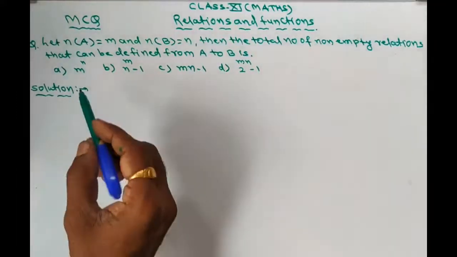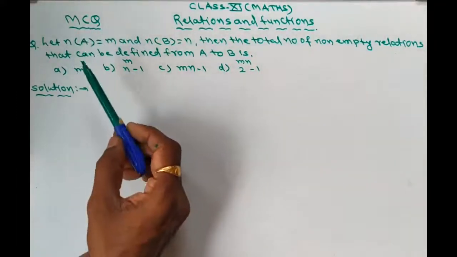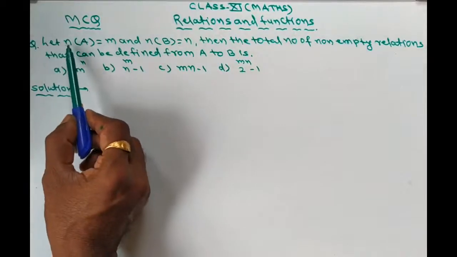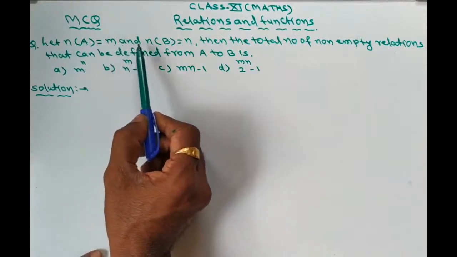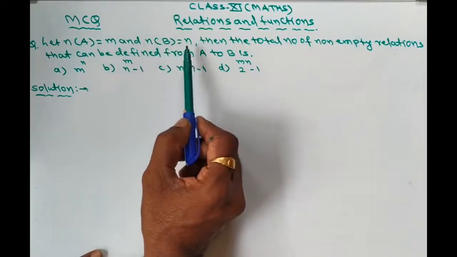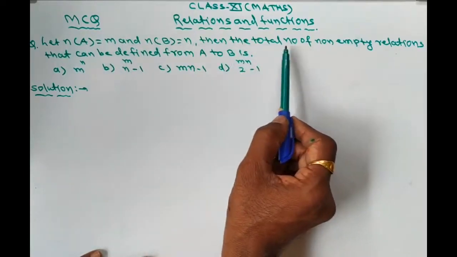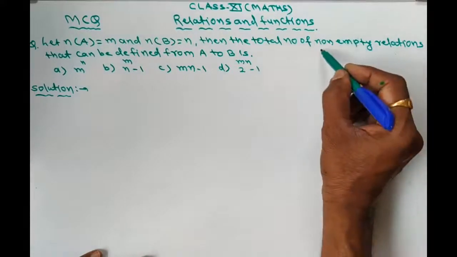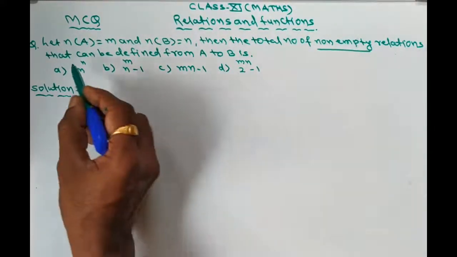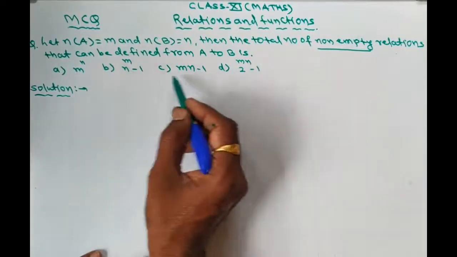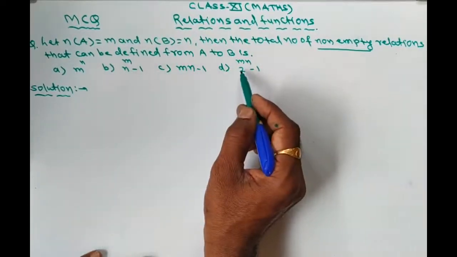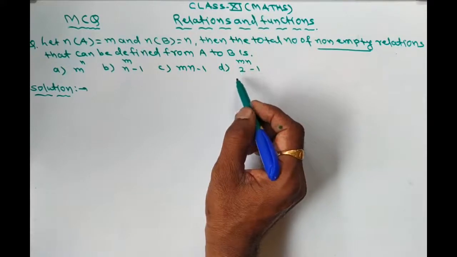See students, next question, MCQ question. Let the number of elements in set A be m and the number of elements in set B be n. Then the total number of non-empty relations that can be defined from A to B is. So which one of the options is correct, that you have to find here.